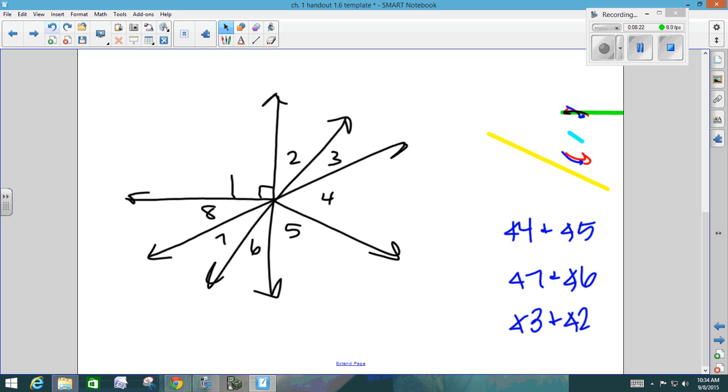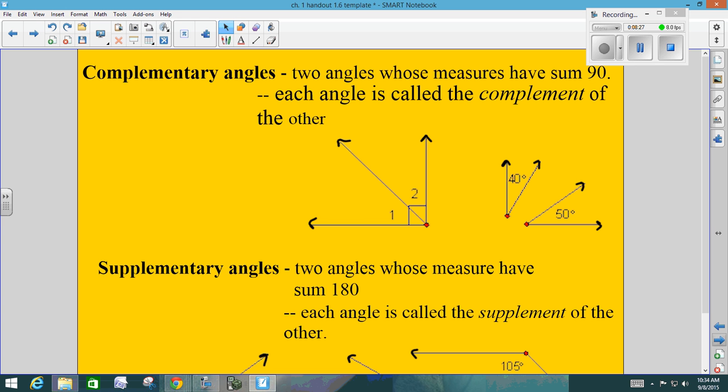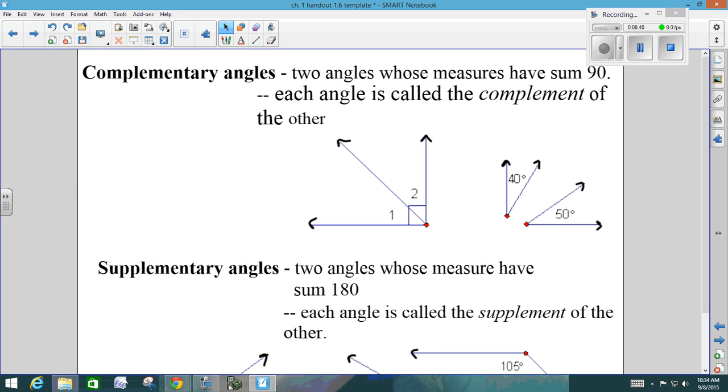All right. Okay, so those ones should be new, but hopefully you understand them now. These two should be reviewed: complementary angles versus supplementary angles. Complementary angles, two angles whose measures have a sum of 90. What does it mean to have a sum of 90? Equals 90, but what does sum mean? Good, adds up to. Two angles that add up to 90 degrees are complementary angles. I would say one is a complement of the other one. So if one's 40 and one's 50, 40 is a complement of 50. They add up to 90 degrees.